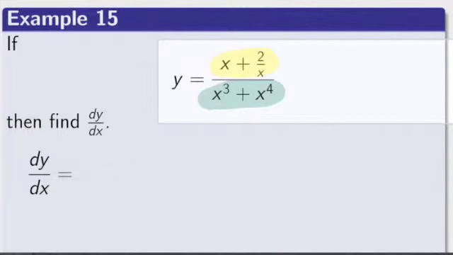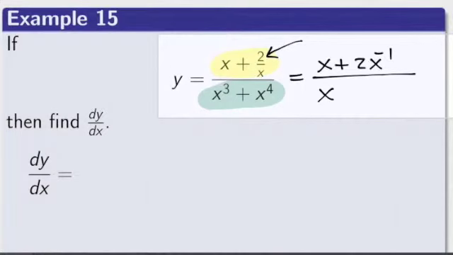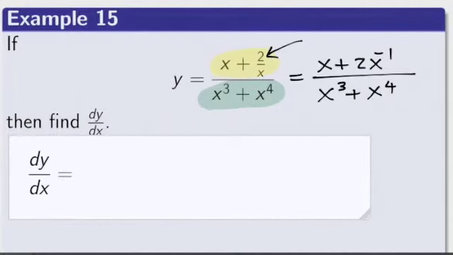Notice that in the numerator there is this term 2 on x, which we can write in a more convenient form. So let's write y in a more convenient form. The numerator can be written as x plus 2 on x, which can be written as 2x raised to the power minus 1, and let's rewrite the denominator. Now that we've written y in a more convenient form, we can apply the quotient rule.